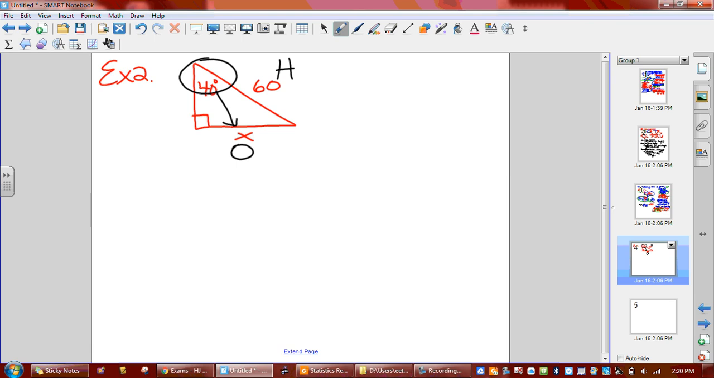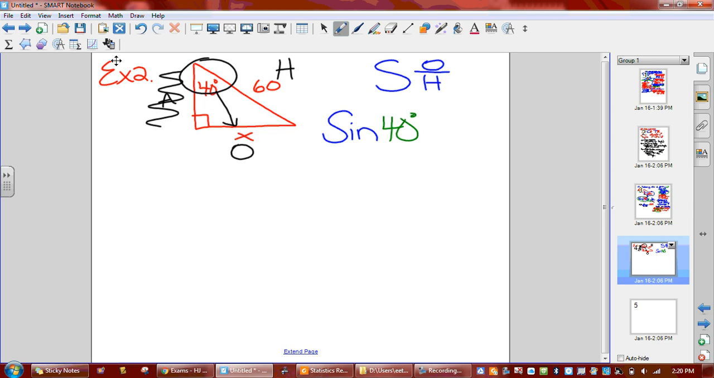So we look at our SOHCAHTOA, we've found O and H, so that's going to be sine. So now I write my sine equation. So I know S-O-H. So it's going to be sine of the angle goes next to the word, 40 degrees, equals, now my opposite, x over 60. So now that x is on top, we are going to take our bottom number and move it out front, and we're going to multiply it by sine 40.